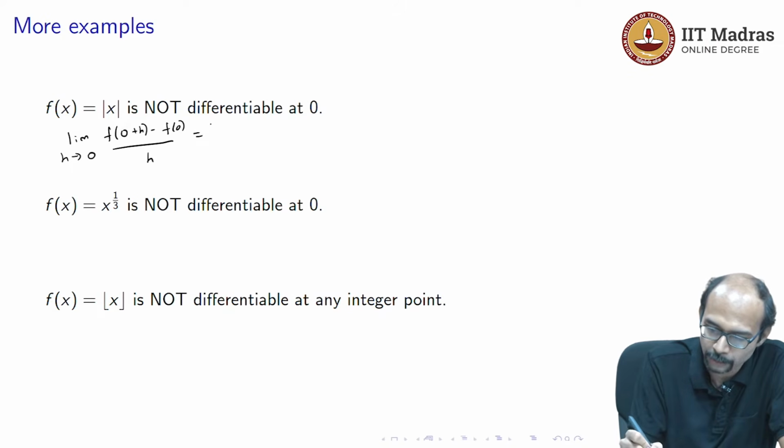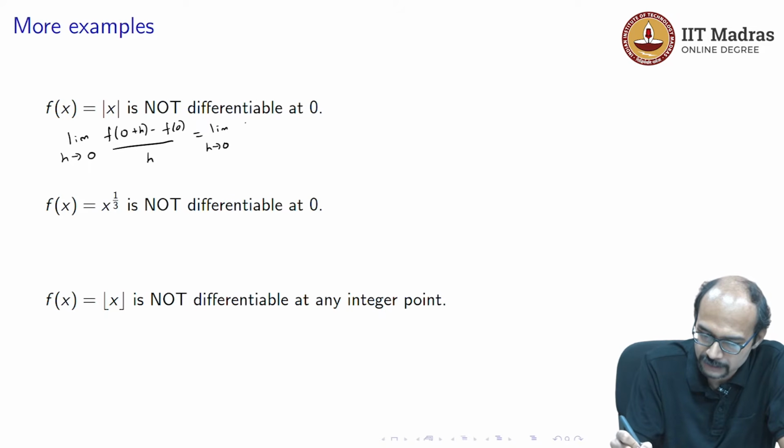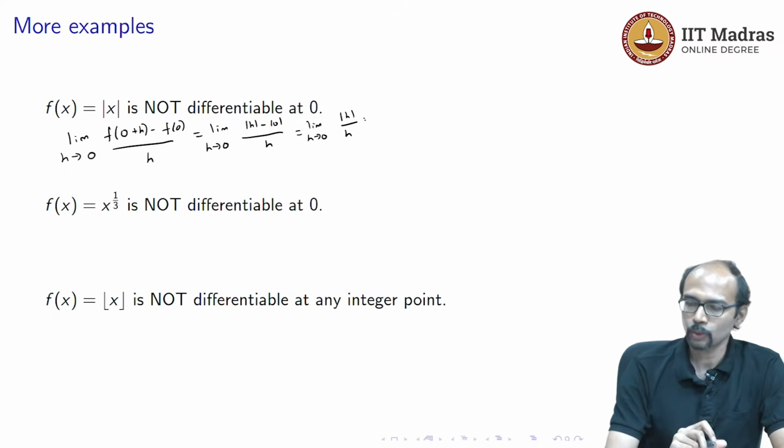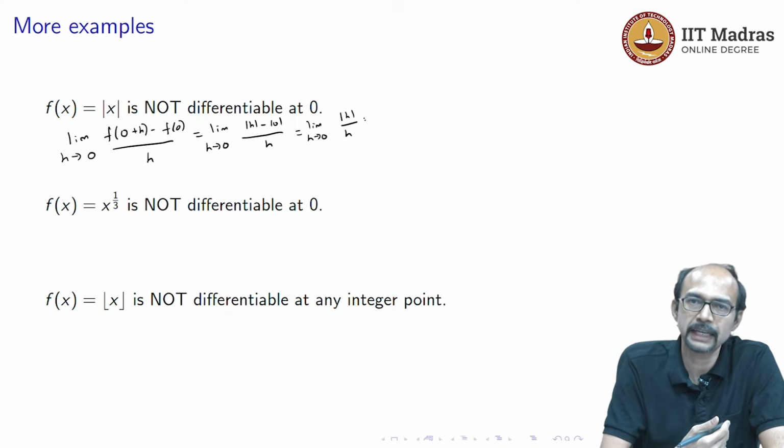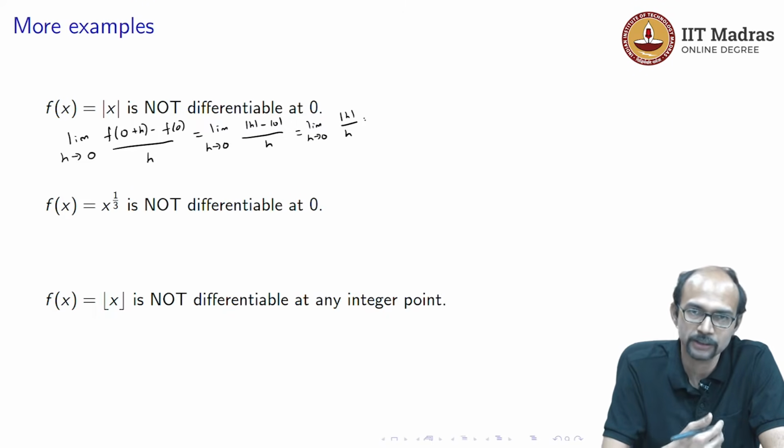Okay. So, what is your function? We want to compute the limit h tends to 0 of the function. f of 0 plus h is f of h, which is mod h, minus mod 0, divided by h. So, limit h tends to 0 of mod h by h. Now we have to look at the function mod h by h and ask what is its limit as h tends to 0.